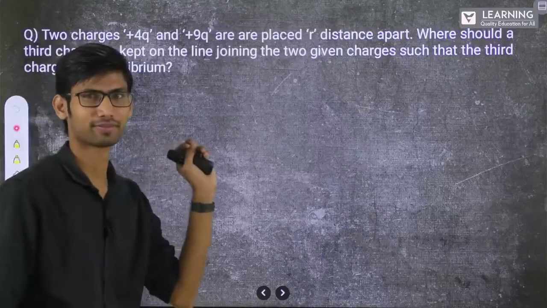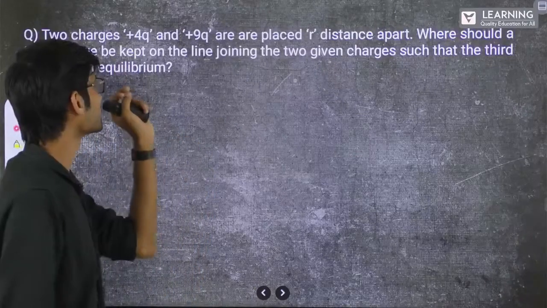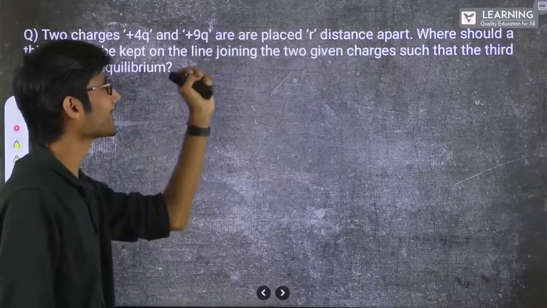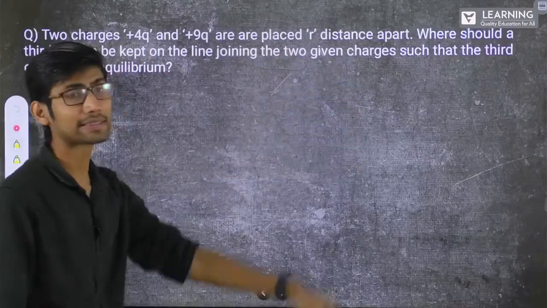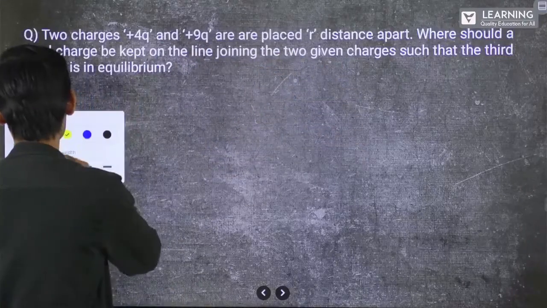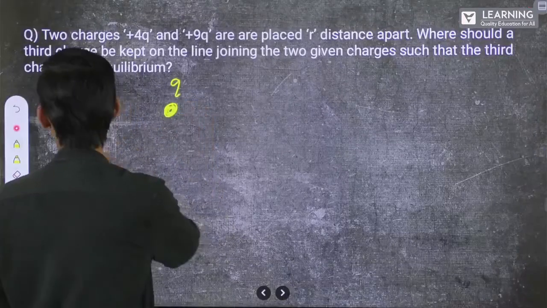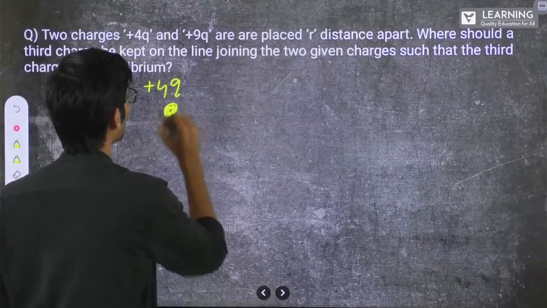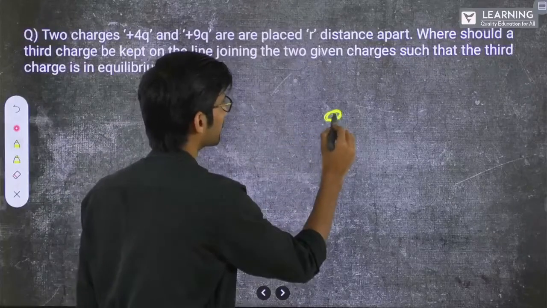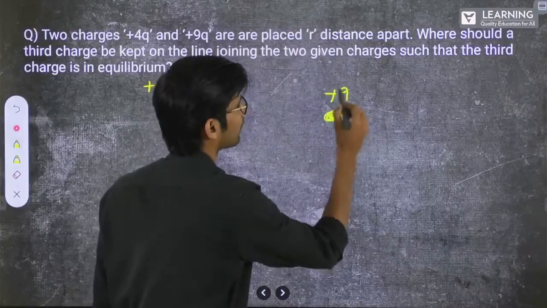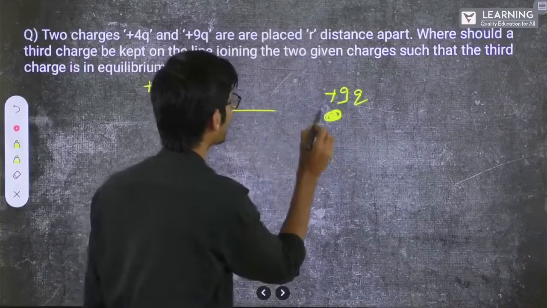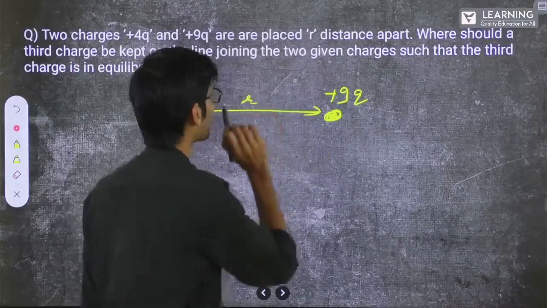Try solving it. Two charges, plus 4Q and plus 9Q, are placed r distance apart. Let's place them: plus 4Q and plus 9Q are placed r distance apart. Okay.